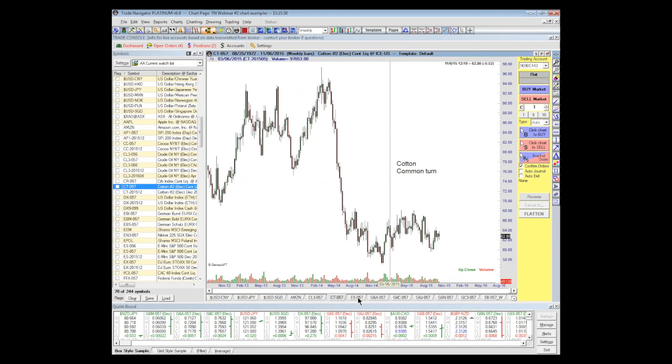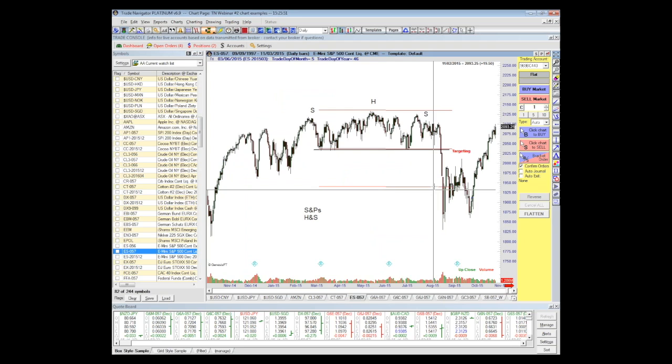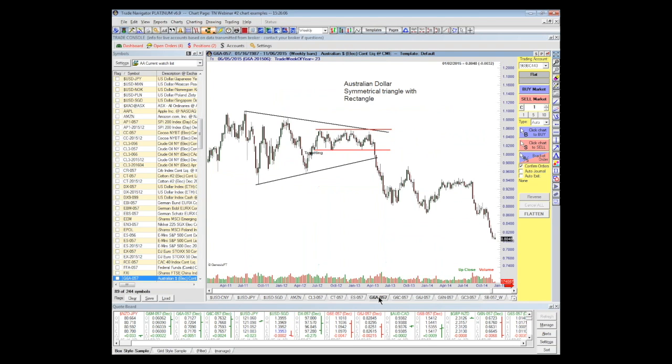Here's a head and shoulders top that occurred just recently in the S&Ps. You can see the shoulder, you can see the head, you can see the shoulder. In this case, it's a complex head and shoulders top because they're not clean shoulders. They have different characteristics. Here's the Australian dollar, where you can see a symmetrical triangle with a rectangle at the tail end.